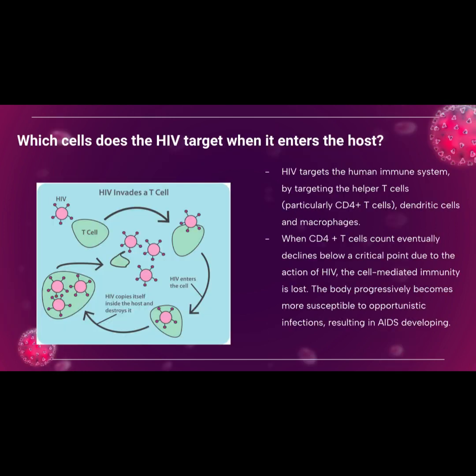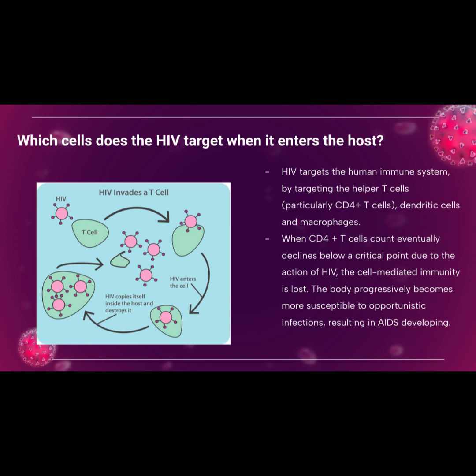Which cells does HIV target when it enters the host? HIV targets the immune system by targeting the T helper cells, particularly the CD4 plus T cells, dendritic cells, and macrophages. When the CD4 plus T cell count eventually declines below a critical point due to the action of HIV, cell-mediated immunity is lost. The body progressively becomes more susceptible to opportunistic infections, resulting in AIDS developing.